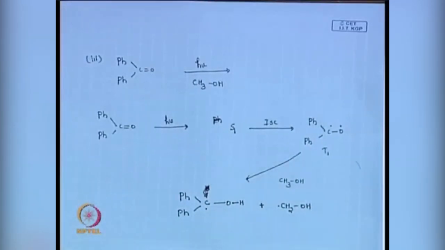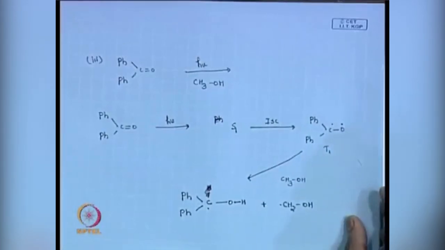I got a two radical system. Now, what is this going to do?